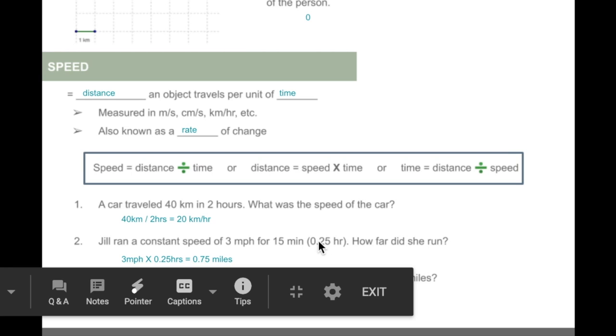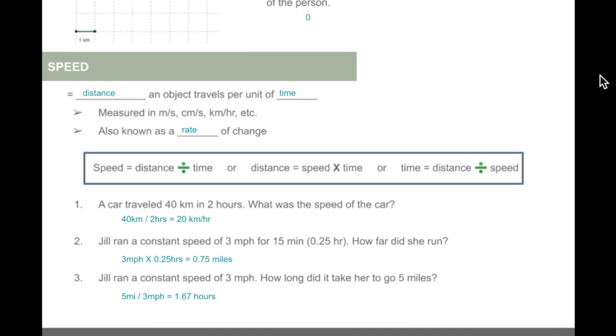Okay, so we have a speed and we have time. So speed and time, we're trying to find distance, so we're going to use this formula. So speed of 3 miles per hour times our time of 0.25 hours, and we get 0.75 miles.